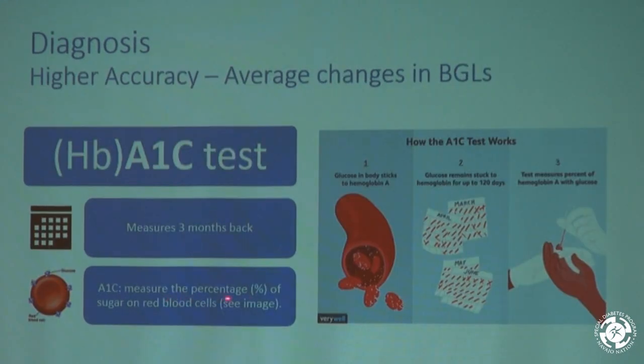So the A1C measures the percentage of sugar on the red blood cells. How the A1C test works: glucose in the body sticks to hemoglobin A, and that's here. So number 2, you can see that the glucose remains stuck to the hemoglobin for up to 120 days. And then the test measures the percent of the hemoglobin A with the glucose. So that's basically how the A1C test works.